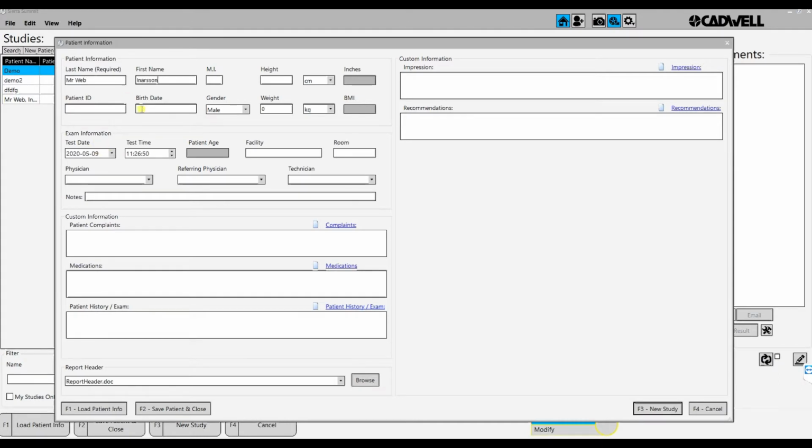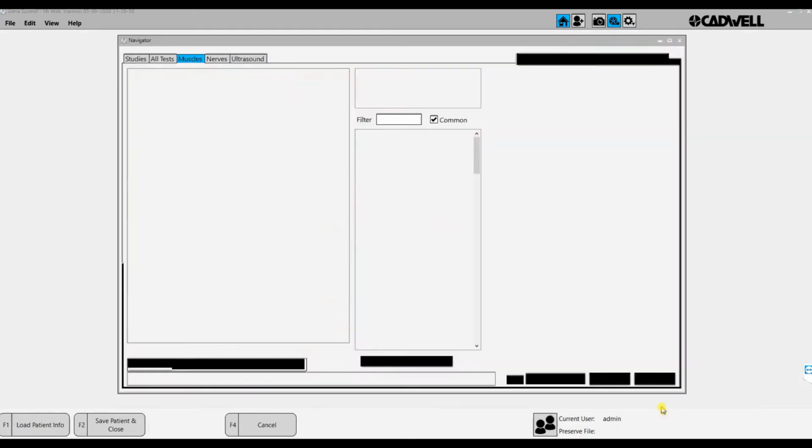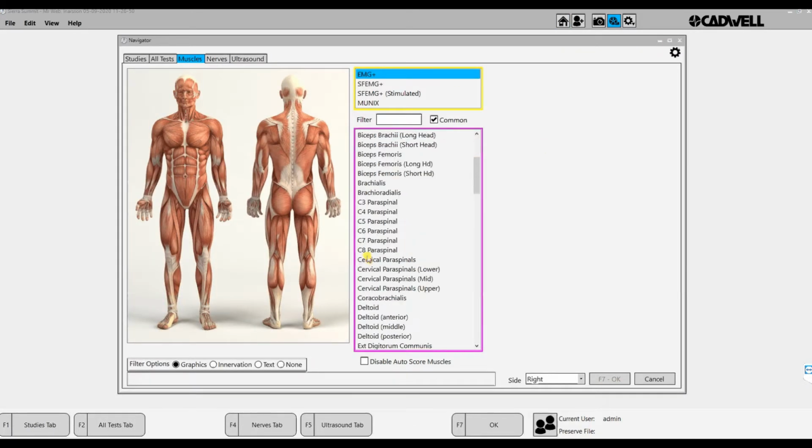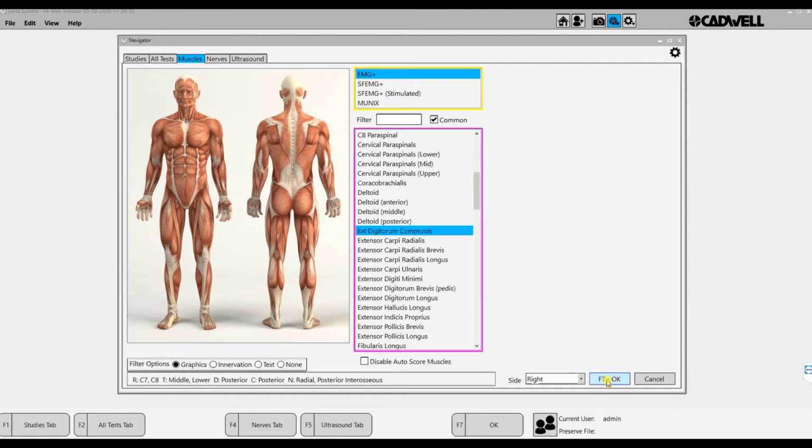Well, first we have to introduce the patient ID and also the age or birthday, since that is necessary to obtain or to localize the correct reference values. Height is necessary, weight is at the moment not necessary. And here we choose the muscle, and I'm going to investigate the extensor digitorum.